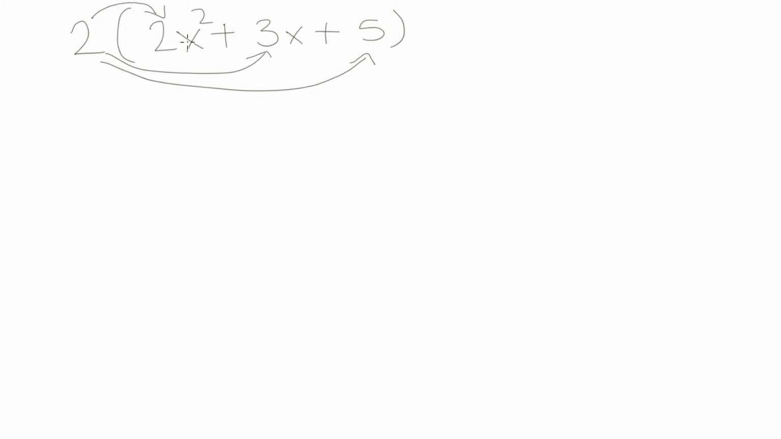So let's start with our first term here. 2 multiplied by 2x squared. We're going to do 2 times 2, which is 4, and our x squared here. So that's 4x squared. Now we're going to multiply our 2 by 3x. So 2 times 3 is 6x, since we have our x here. Now we're going to multiply our 2 by our last term, which is 5. And 2 times 5 is equal to 10. So when we're multiplying this monomial by this trinomial, that is the answer that we're going to get.